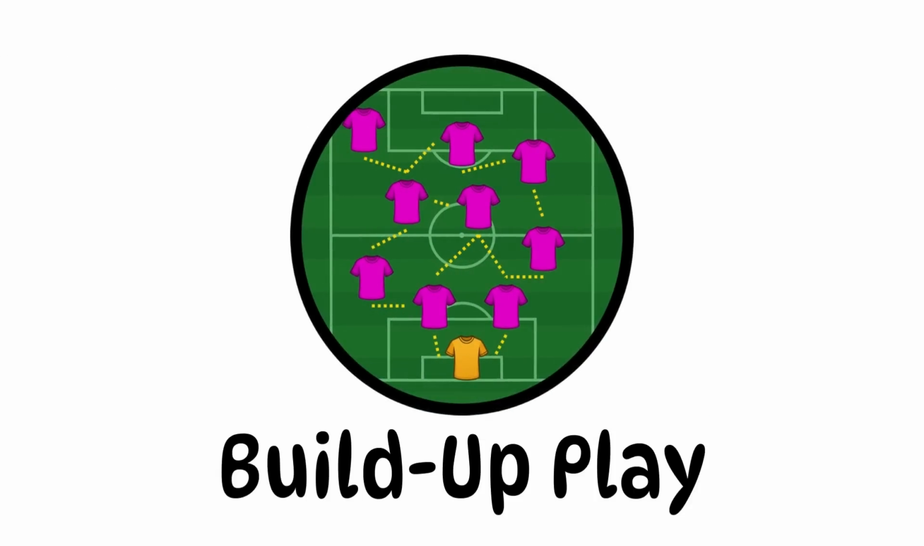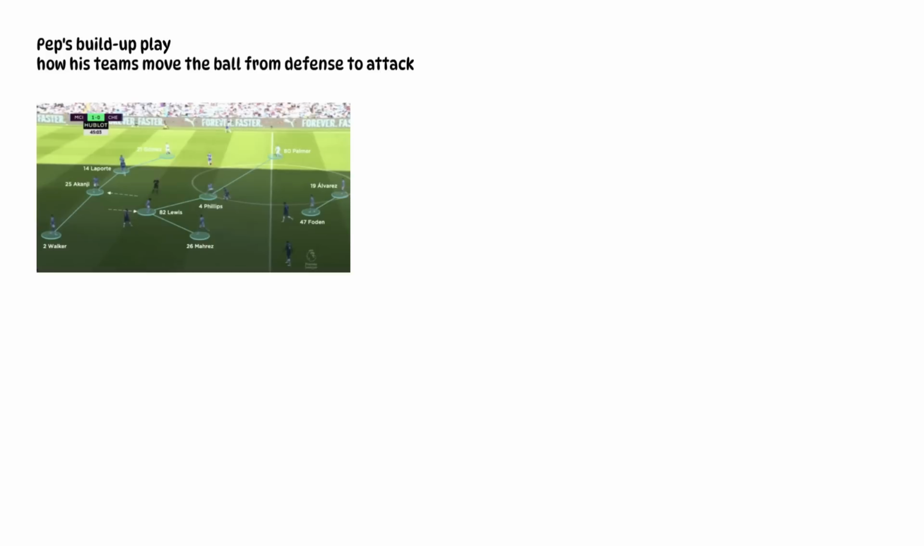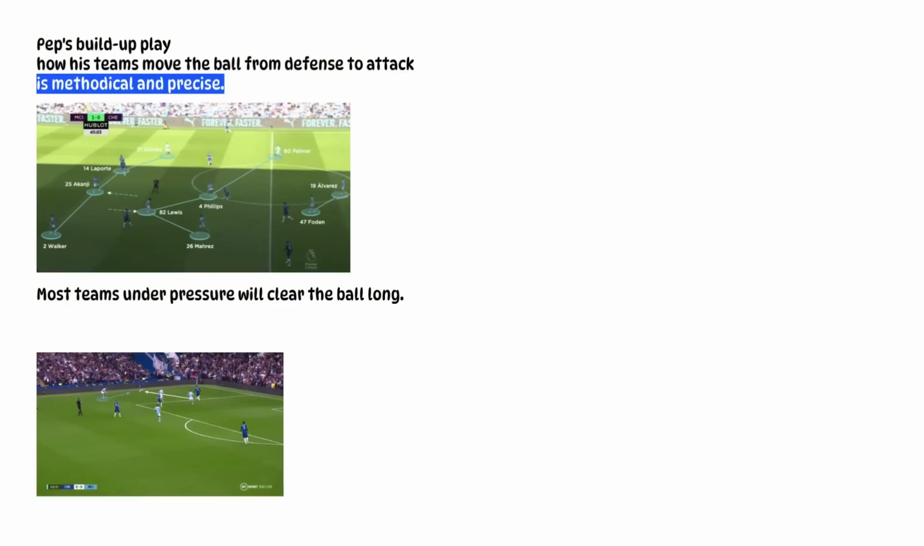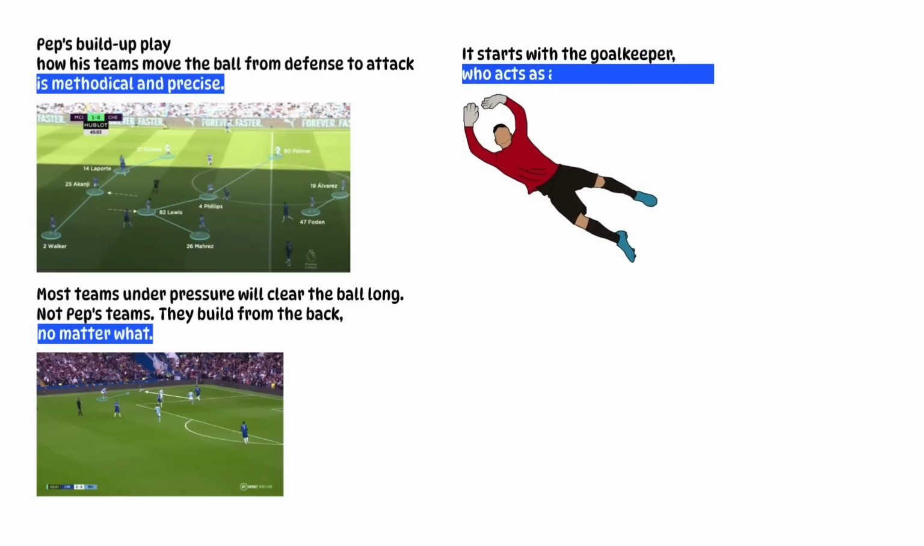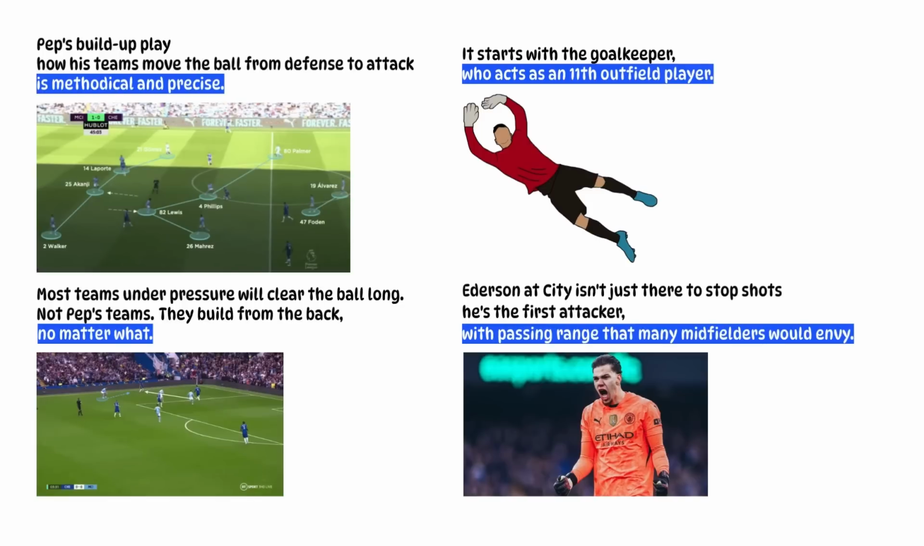Build-up play. Pep's build-up play, how his teams move the ball from defence to attack, is methodical and precise. Most teams under pressure will clear the ball long. Not Pep's teams. They build from the back, no matter what. It starts with the goalkeeper, who acts as an 11th outfield player. Ederson at City isn't just there to stop shots. He's the first attacker, with passing range that many midfielders would envy.